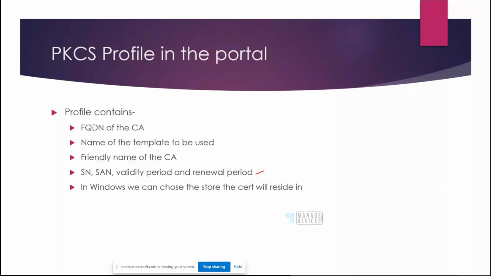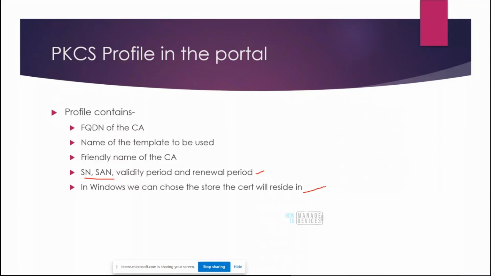So let's just say that there's a certificate which I want to be issued, right? It can be issued to the user, it can be issued to the device, the device name, the serial number of the device, or any attribute, right? So that is what we determine under the subject name and the subject alternative name. And we can also determine in which store of a Windows device we want to place that certificate.